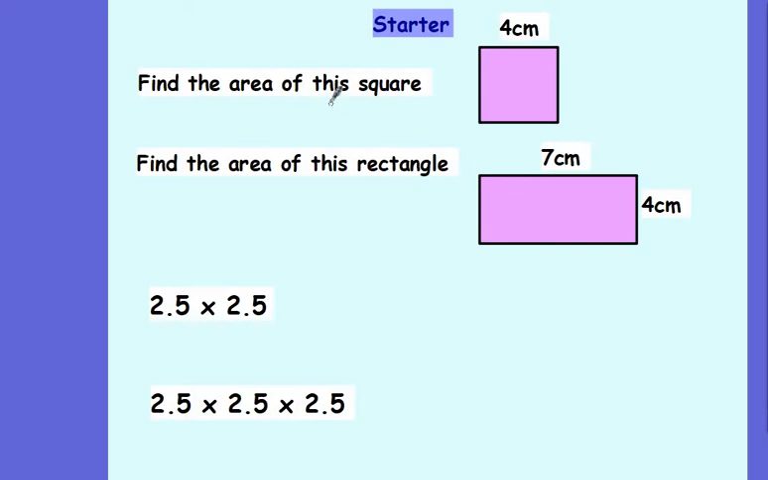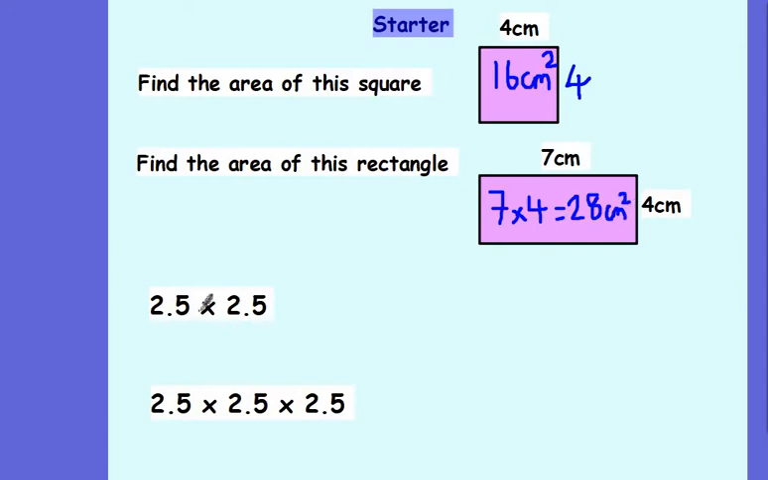Right, let's go through the answers. If it's the area of a square, we know that both lengths are exactly the same. So this length is 4, this length is 4, so my area is 16 centimetres squared. Notice that it's an area, so we're measuring it in centimetres squared. For the area of the rectangle, what calculation do I need to do, Mia? Great, this time I'm doing length times height, which is 7 times 4, which gives me 28 centimetres squared.